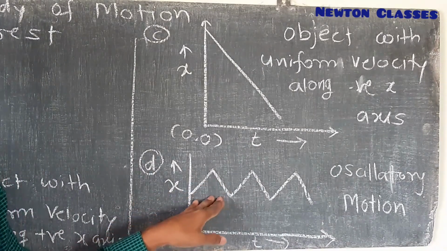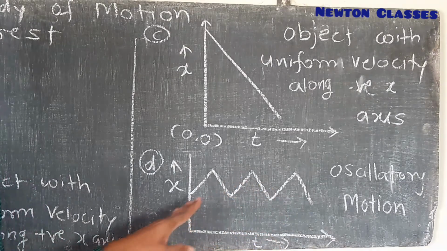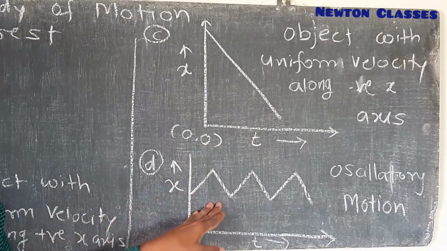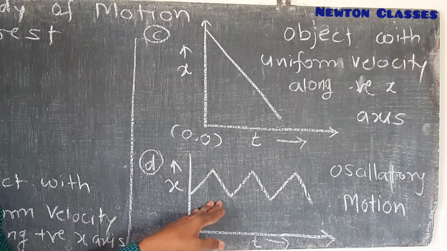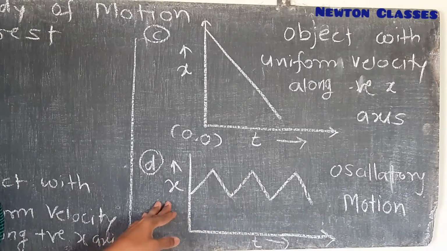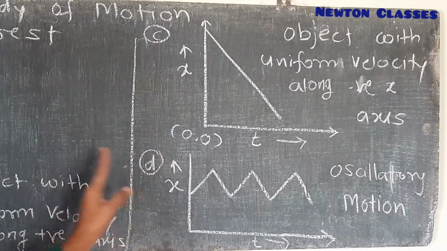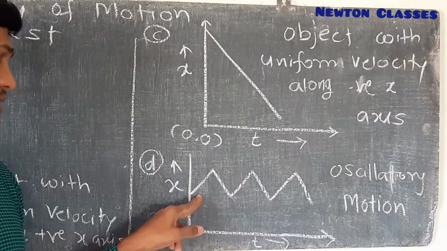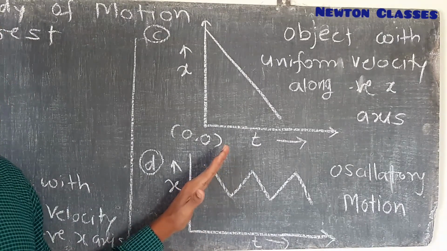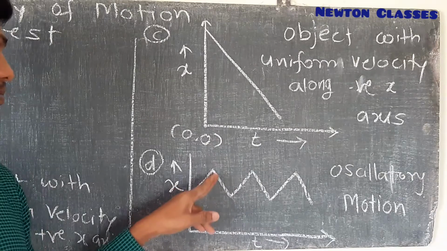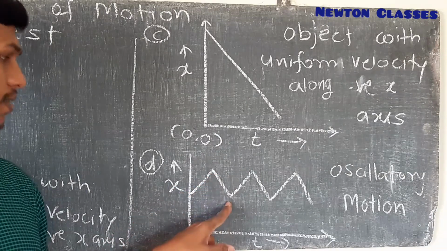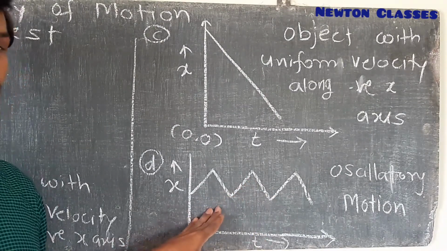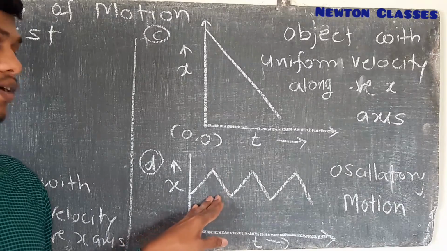Next is oscillatory motion. We know oscillatory motion means the object travels the same path at the same interval of time. For example, the motion of the bob of a pendulum travels the same path after the same interval of time. Here the object first travels along the x-axis, then after some interval of time it moves along the negative x-axis, then again it moves along the x-axis, and again the negative x-axis. Such types of oscillatory motion are denoted by a graph like this.